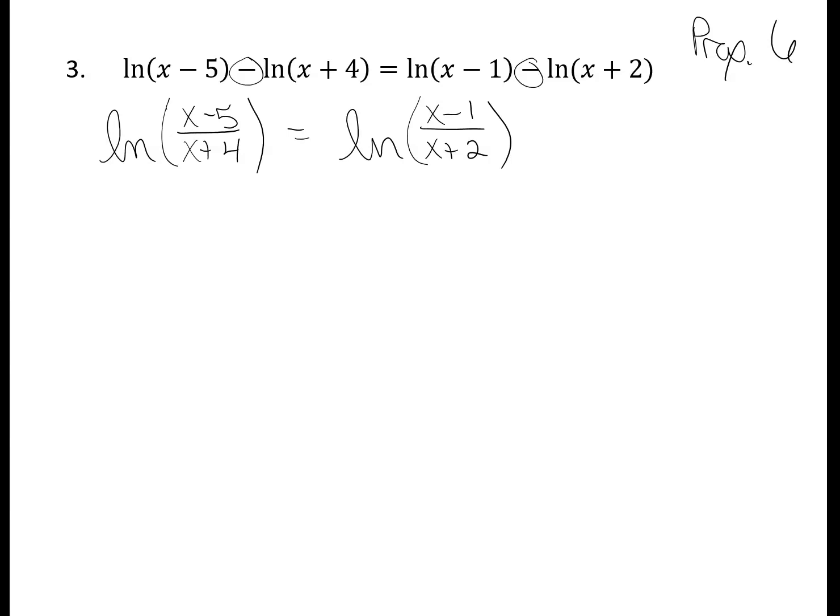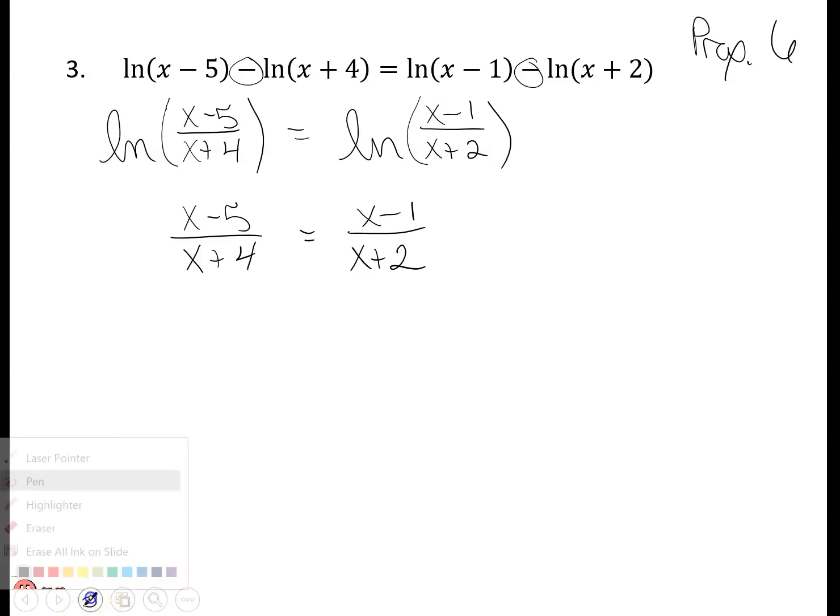Okay, so now we have our single logs. We have ones in front. We can set m equal to n. So x minus 5 over x plus 4 equals x minus 1 over x plus 2. So here we have a rational equation again. We had one just a moment ago, and we talked about, okay, the method is to multiply by the LCD to clear out the fractions. So here the LCD would be the product of the two denominators, x plus 4 times x plus 2.